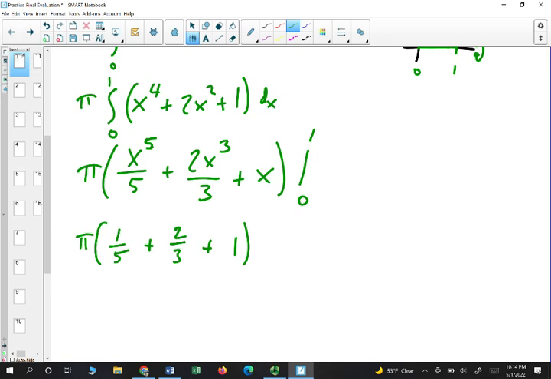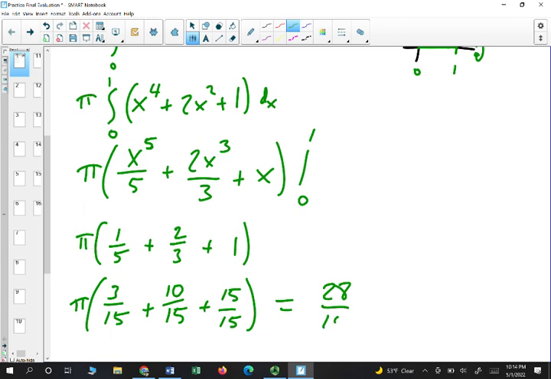Okay, so we can simplify, get a common denominator of 15. So this will be times 3, so 3 over 15. 3 times 5 will be 15, so 2 times 5. And then this will be 15 over 15. Add them all up: 3 plus 10 plus 15 is 28, so we'd have 28 over 15 pi. Okay, let's take a look at our next one.